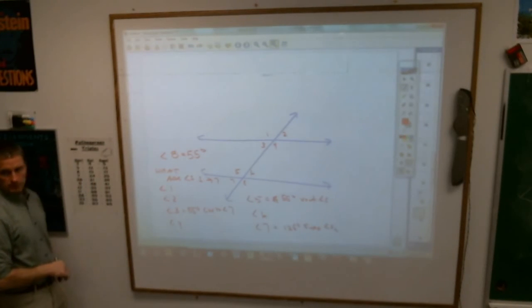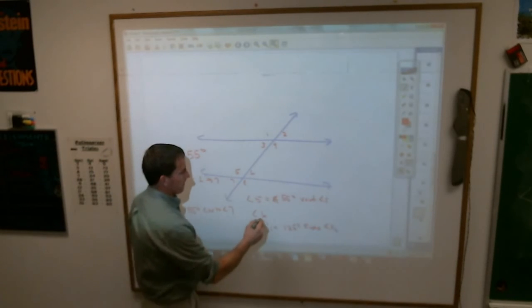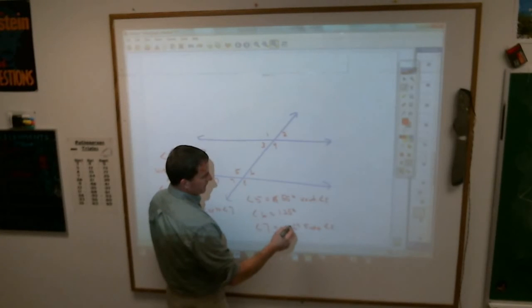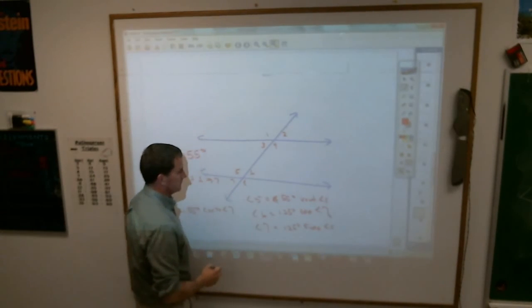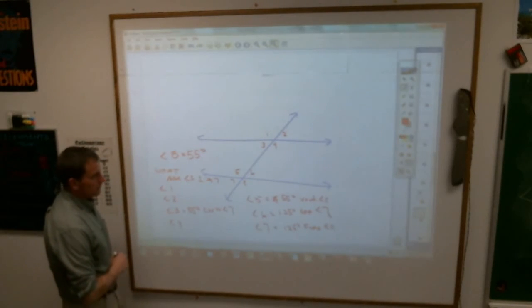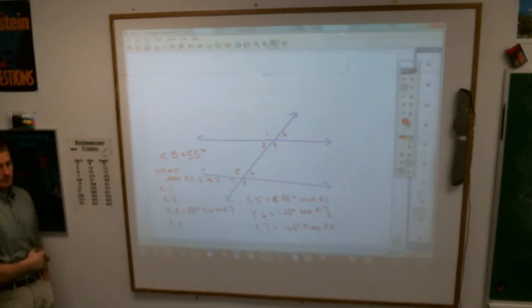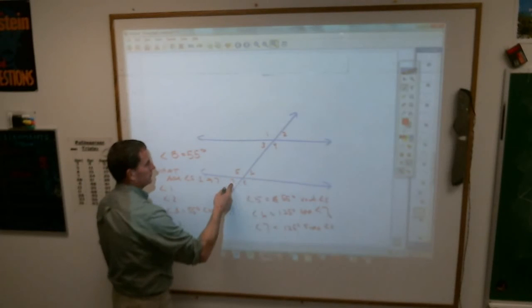Another one. Isabel? Angle 6 is 125 degrees, so it's the opposite angle of 7. Angle 6 is 125 because it is opposite angle 7. Is that true? 6 is opposite 7. They're vertical angles.